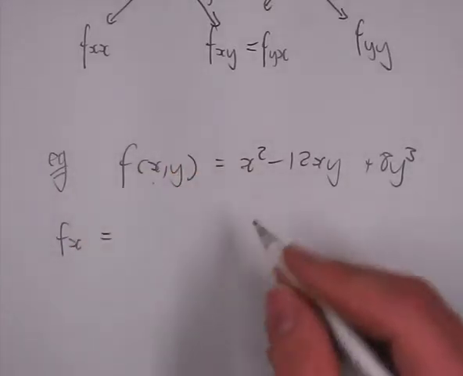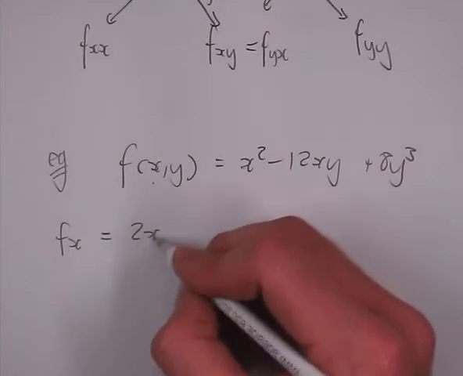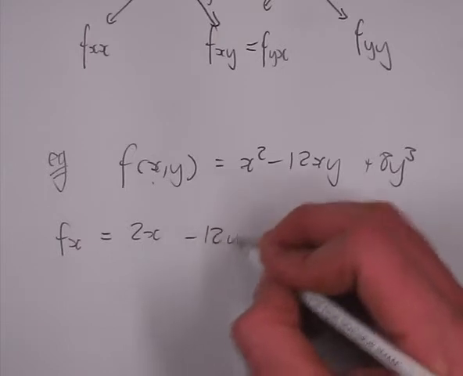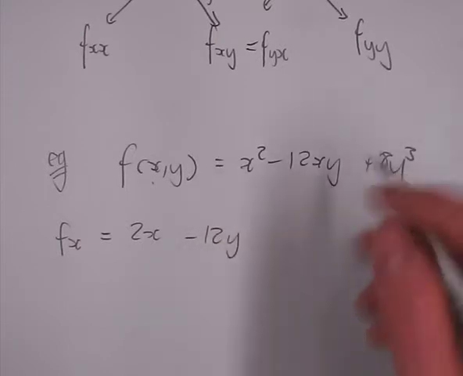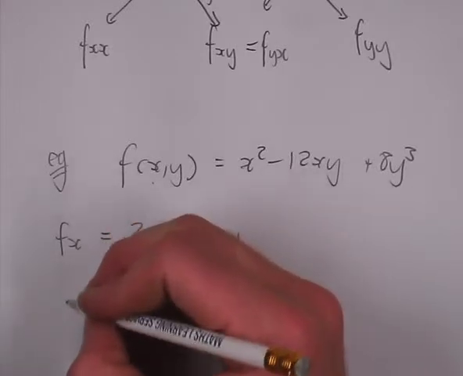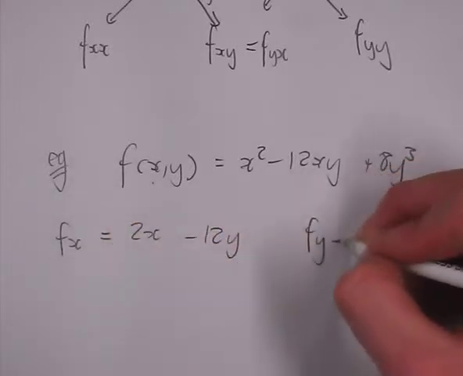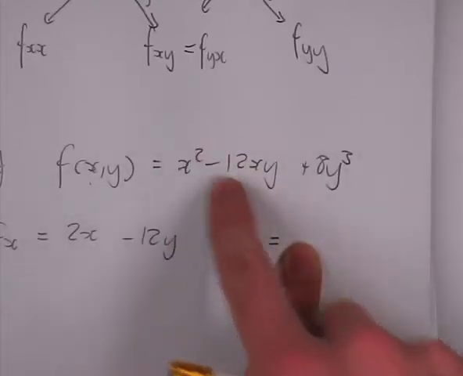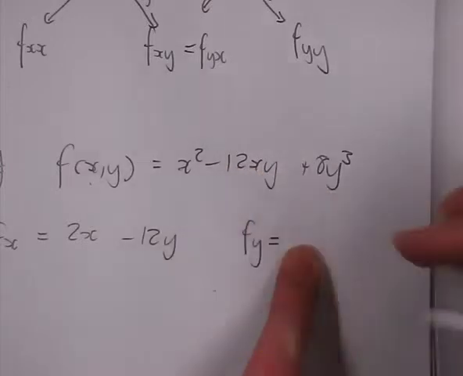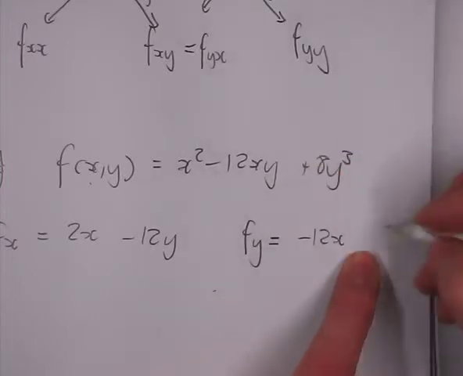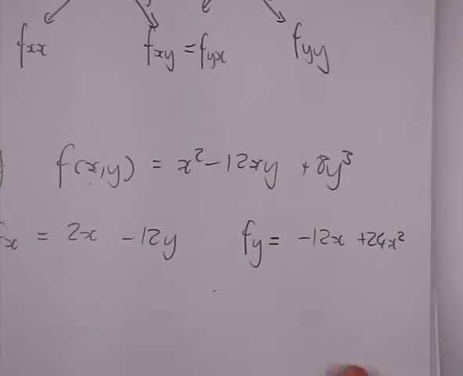So I need fx. That with respect to x is 2x. With respect to x, both the minus 12 and the y are constants, so it's minus 12y. That doesn't involve any x's, so it's a constant, so when I differentiate with respect to x, it will disappear. Okay, fy. This with respect to y is 0, because it doesn't involve y. Both the minus 12 and the x are constants, so we'll get minus 12x. So we get that for fx and fy.